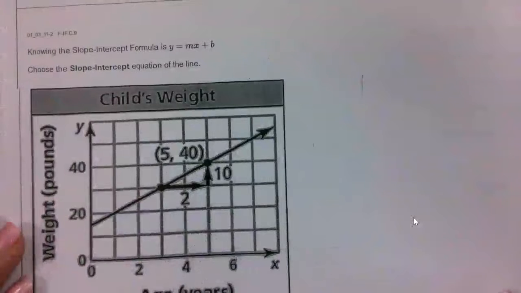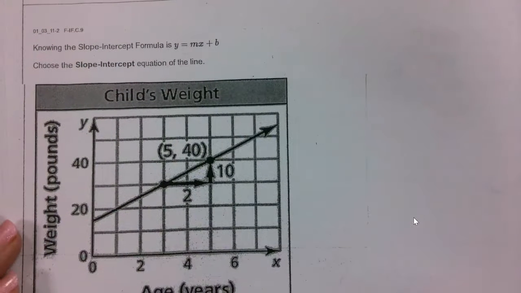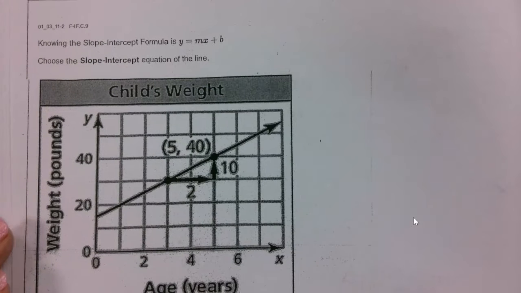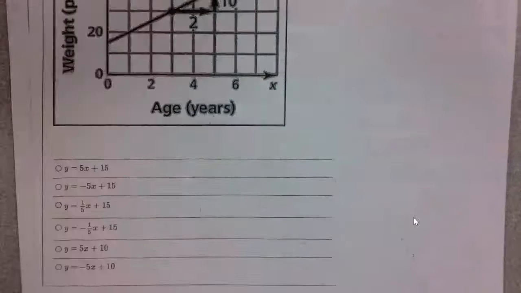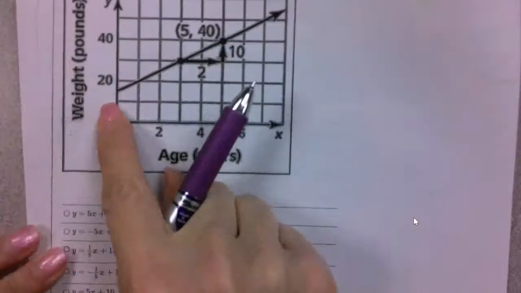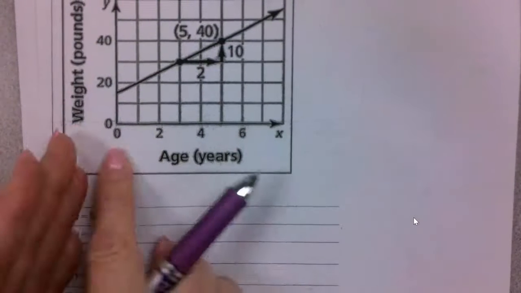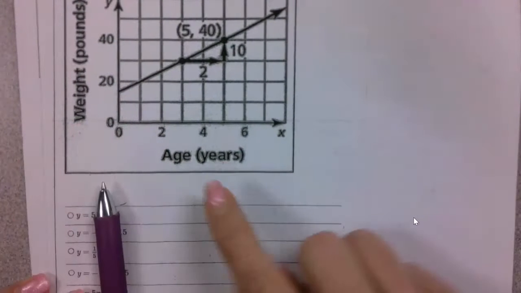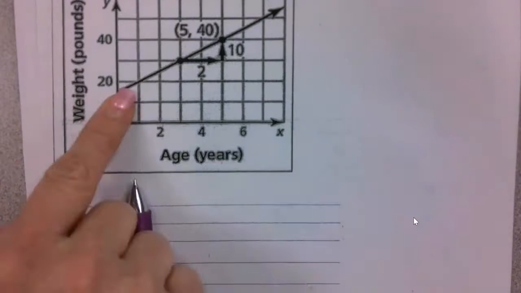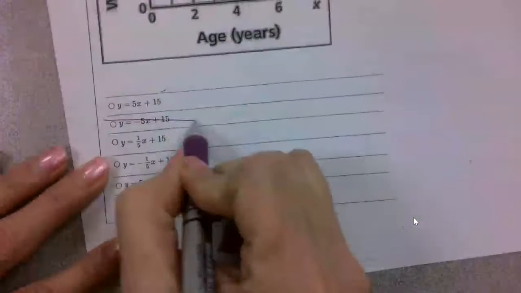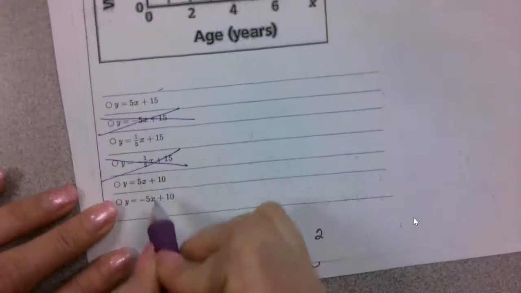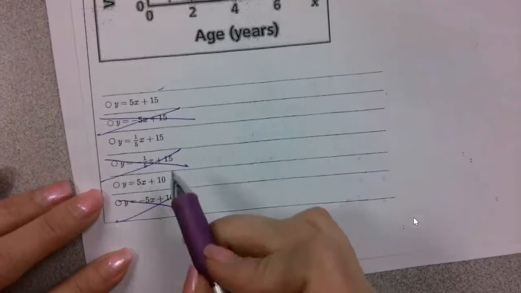Number 3, we want to know the slope-intercept form, y equals mx plus b. Choose the slope-intercept equation. So there's a couple things that we can look at down here to eliminate these. And the first one is this slope. We always read from left to right, like ages, years. We don't read years, ages. So when I'm reading this, this graph has a positive slope. So I know I could get rid of this one, all the negative slopes.